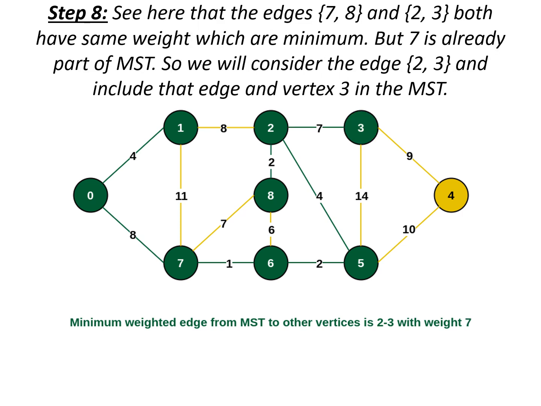See here the edges 7,8 and 2,3 both have the same weight, which is 7. But if we connect 7,8, we form a cycle in the minimum spanning tree. We have to avoid a cycle. We have to connect 2,3 as a minimum spanning tree node.